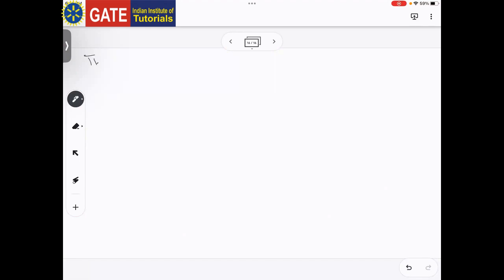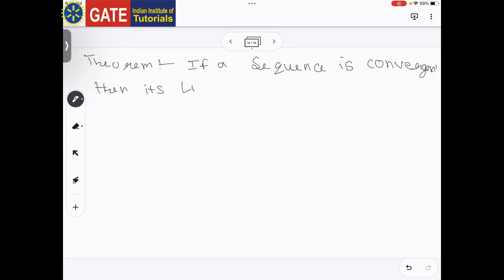Theorem. If a sequence is convergent, then its limit is unique.